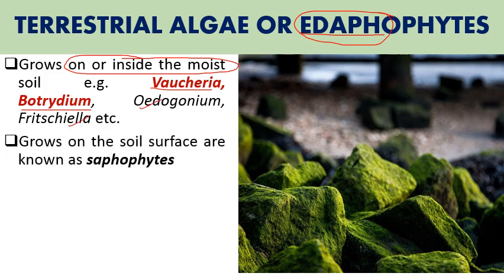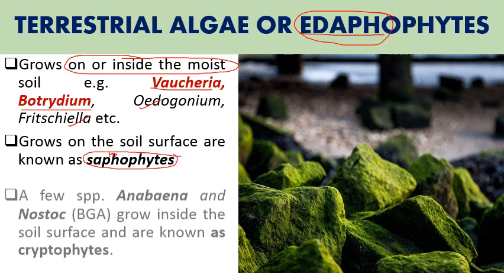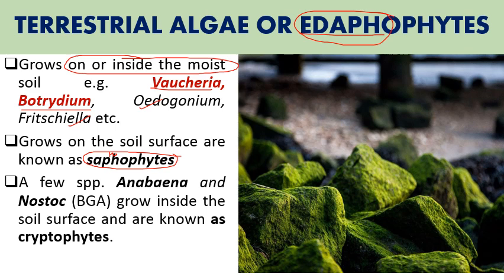So these grow on the surface of soil, and these are known as saprophytes भी बोलते हैं. A few species like Anabaena and Nostoc, which are blue-green algae, grow inside the soil. ये ज़मीन के नीचे grow करते हैं, and these are hidden. So that's why they are known as cryptophytes. Crypto means hidden. Phytes means plant. So they are not visible because they grow under the soil surface. So these are known as cryptophytes.